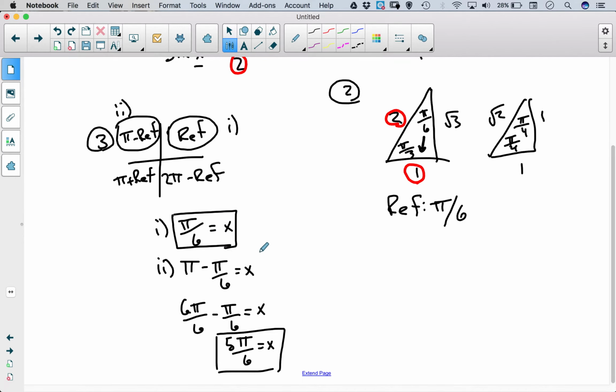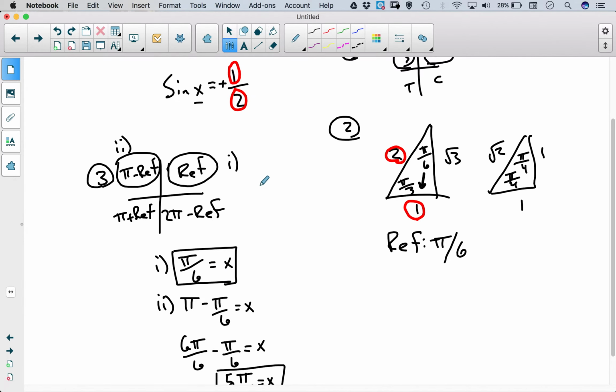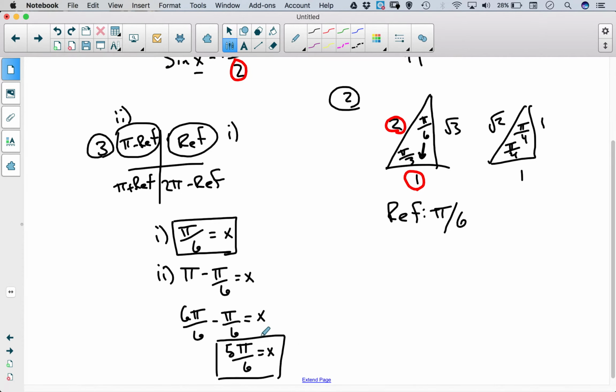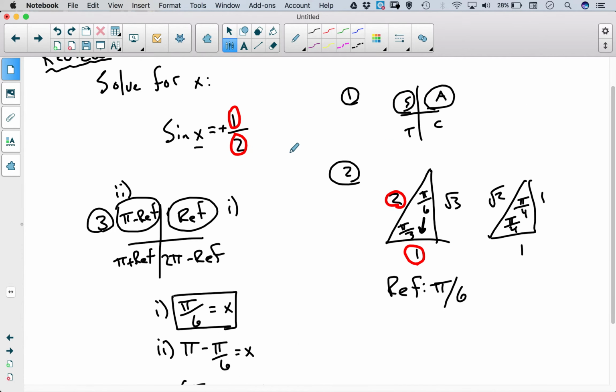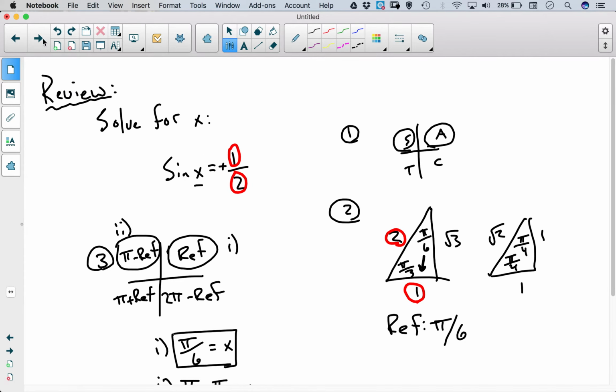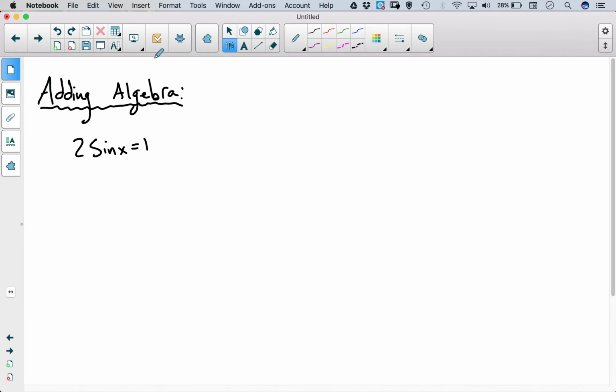So we have 2 options here on the unit circle where sine of an angle will equal 1/2. That means that sine of pi over 6 will equal 1/2, and sine of 5 pi over 6 will also equal 1/2. So that's a bit of review from last day. Now we'll get into adding a little bit of algebra.